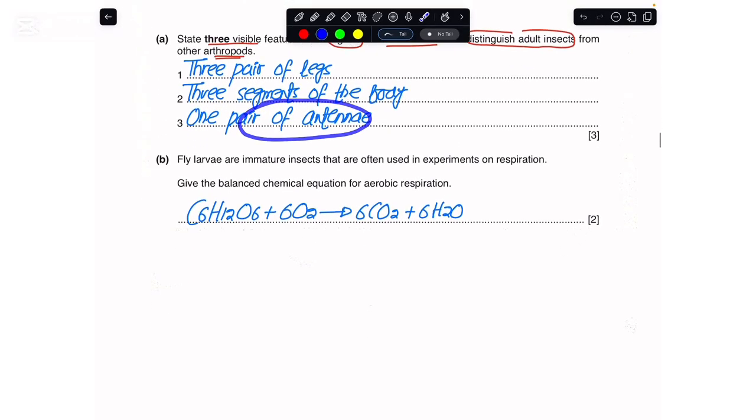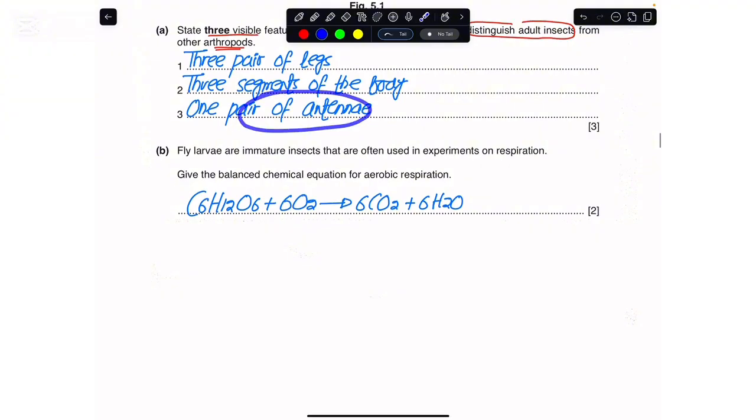Now, if I were to move on toward part B, here they say that fly larvae are immature insects that are often used in experiments on respiration. And we know that respiration is a chemical process where glucose combines with oxygen gas to make carbon dioxide and water. So to understand respiration, we are required to carry out experiments, and they are done on the immature insects, the fly larvae.